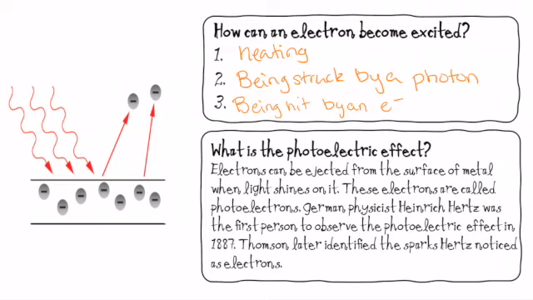The photoelectric effect. Electrons can be ejected from the surface of a metal when a light shines on it. These electrons are called photoelectrons. A German physicist named Heinrich Hertz was the first person to observe the photoelectric effect in 1887. Thomson later identified the sparks Hertz noticed as electrons.